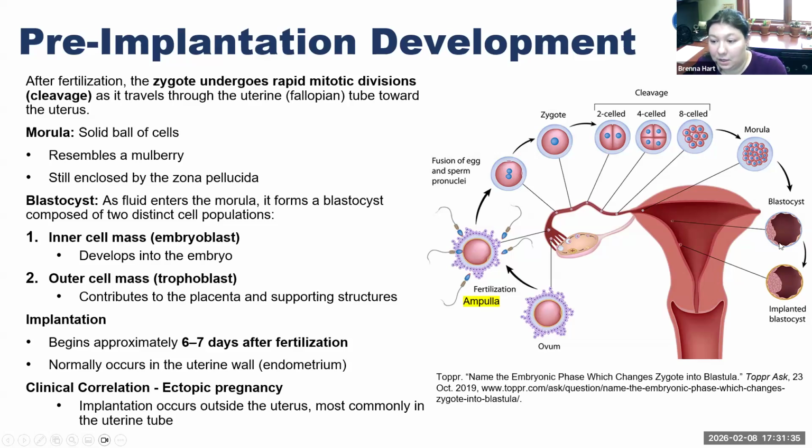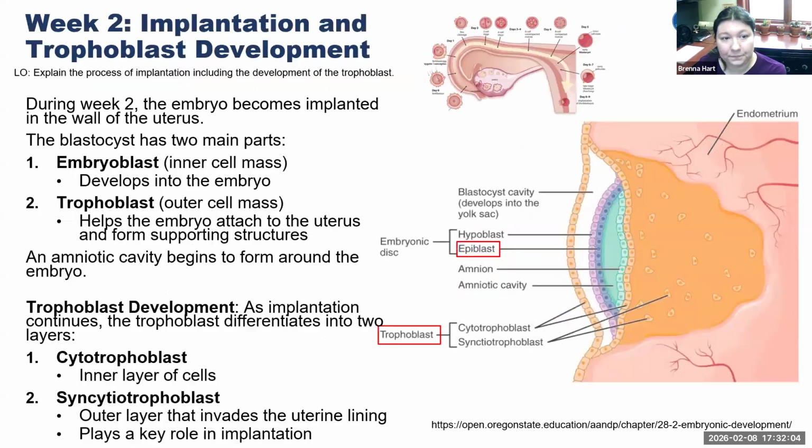It pushes cells very differently within. So we'll have an inner cell mass, called the embryoblast, that is going to develop into the embryo. Then you'll have the outer cell mass, the trophoblast, that is going to be the placenta and other supporting structures. This should implant within 6 to 7 days after fertilization, normally on the uterine wall, also called the endometrium. However, we do have ectopic pregnancies, where it implants anywhere outside the uterus. Again, that's most commonly within the uterine tube, but not always.